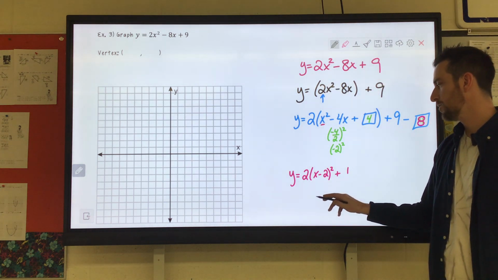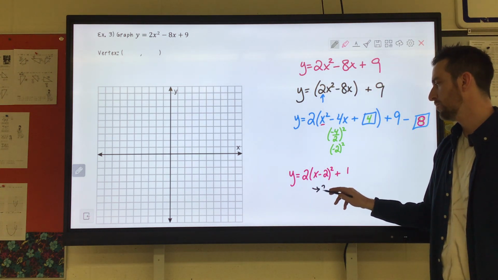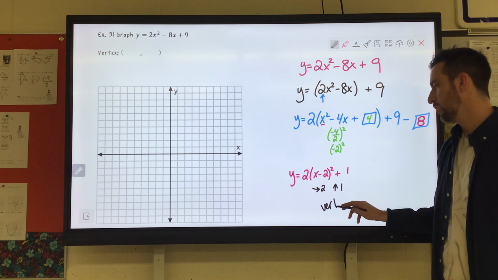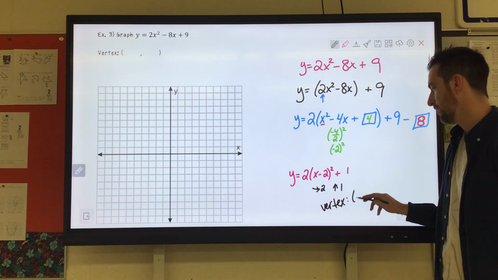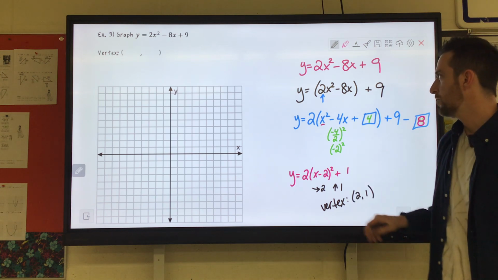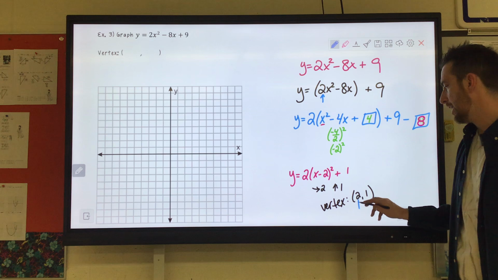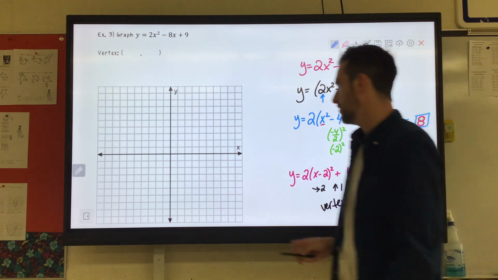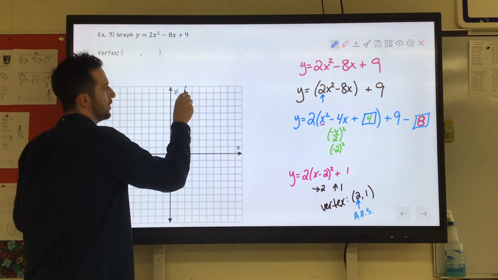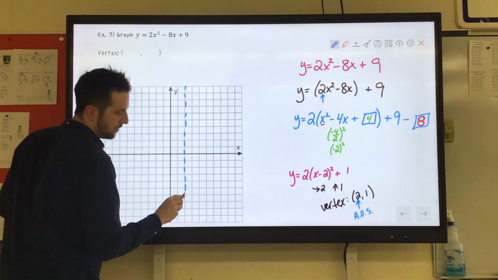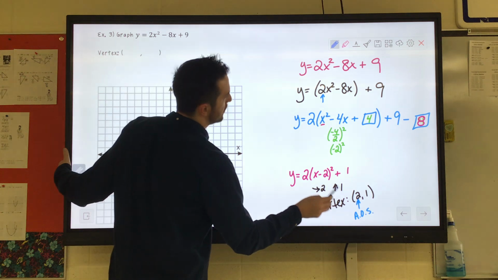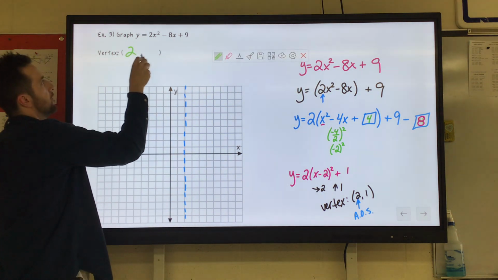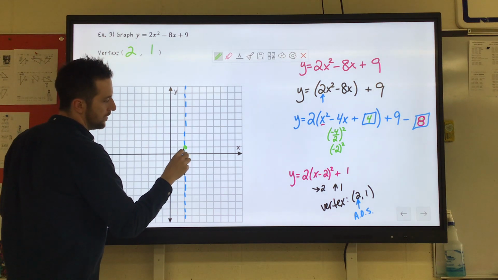So our vertex, we're going to the right 2. We're going up 1. So our vertex is at 2, 1. The 2 is our axis of symmetry. So let's go ahead and get those first. We have it at 2. Our vertex is at 2, 1.